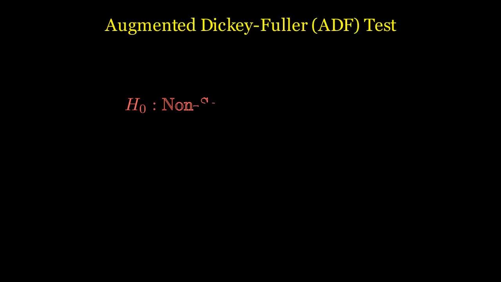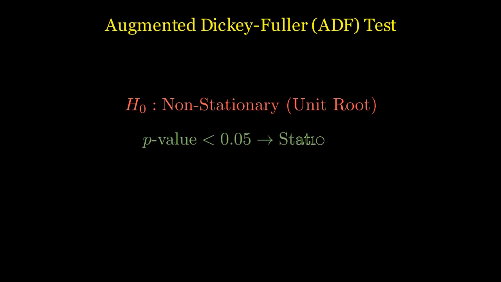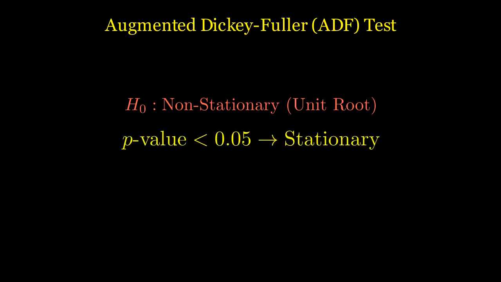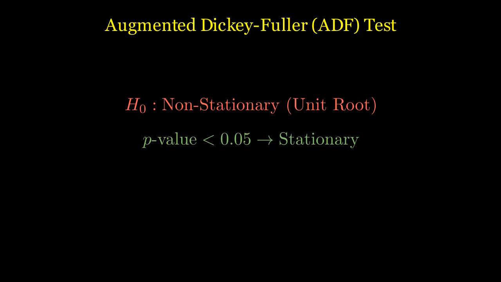How do we detect if the mean is moving? We use the Augmented Dickey-Fuller test, or ADF. It's a hypothesis test where the null hypothesis is that the series is non-stationary. If the p-value is very low, typically below 0.05, we can confidently say the mean is stable, we have stationarity.